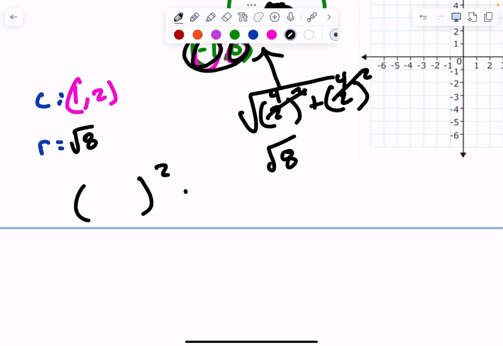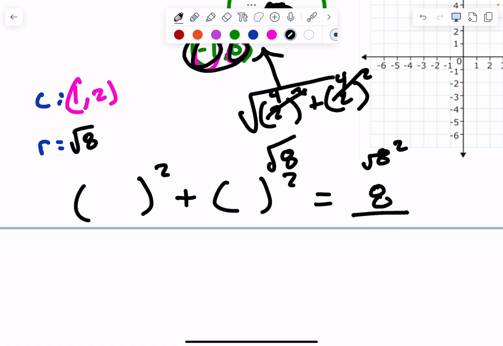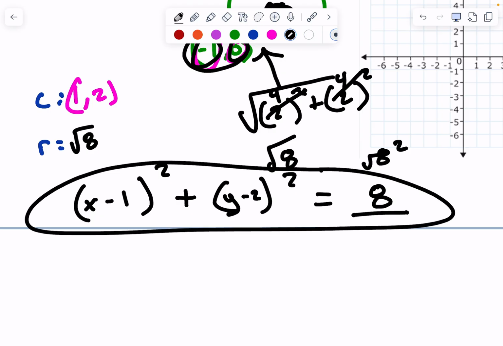Okay, so this squared plus this squared equals the radius squared, and if we take the square root of 8 and square it, it's just going to be 8 in that box, right? Okay, what do the other pieces look like? x minus 1, y minus 2. There you go. There's the equation of my circle. Let's graph it.